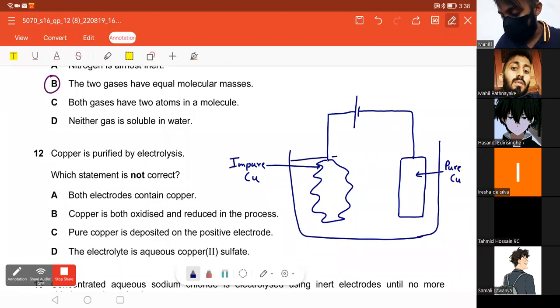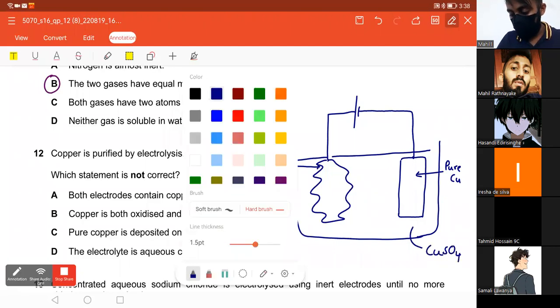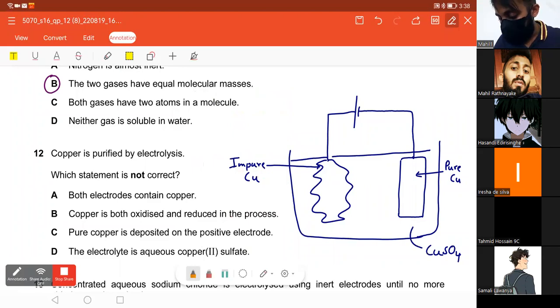Copper sulfate. During the electrolysis, what happened, Lamai? In impure copper, copper becomes Cu2+ by losing 2 electrons. That Cu2+ is attracted to the cathode. On the cathode, what happened? Cu2+ again becomes copper by gaining 2 electrons. Can you understand?